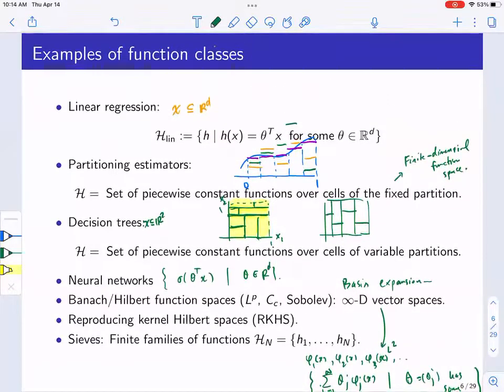Okay, so the setting is fairly general. There are other things that you can think of that you can write in this fashion, but basically, I would say almost any estimator that you can think of can be cast in this fashion.